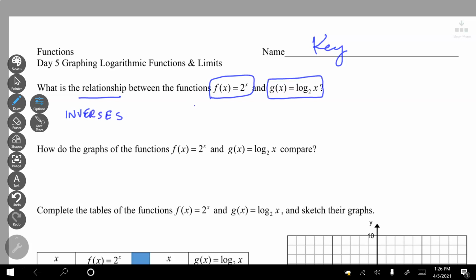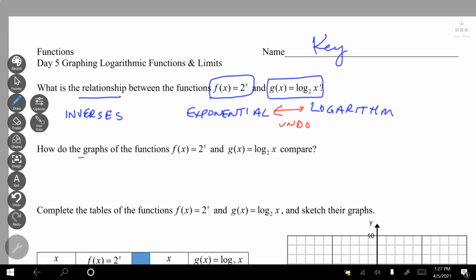Why are they inverses? Well, this first one is an exponential. This second function is a logarithmic. And the idea is that these two functions will undo each other. And that's what we've been working on with solving equations.